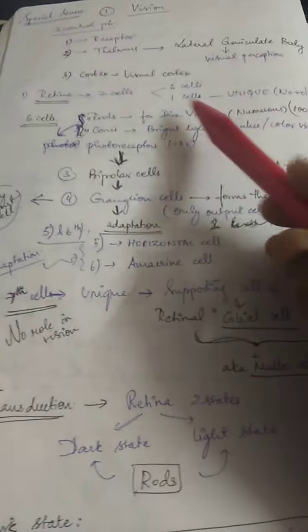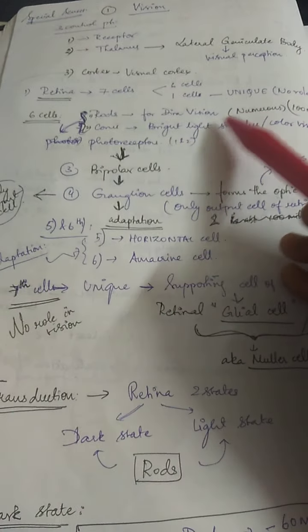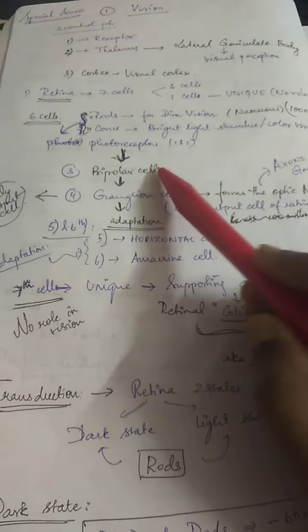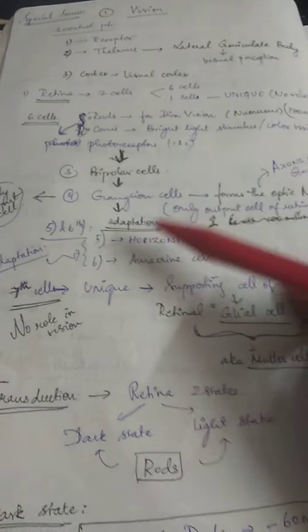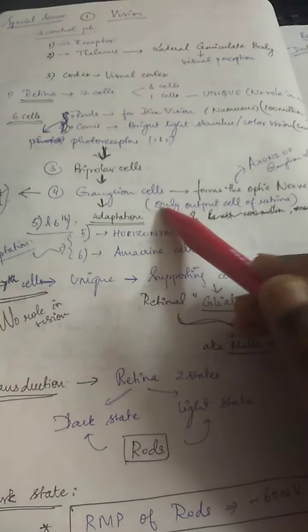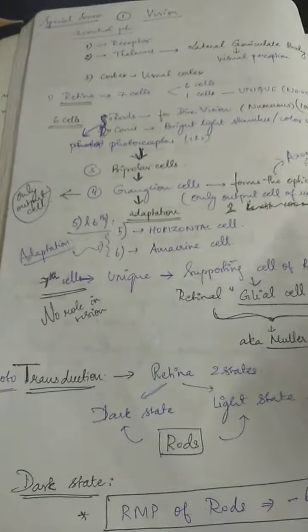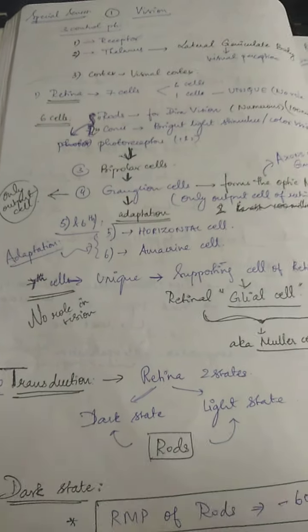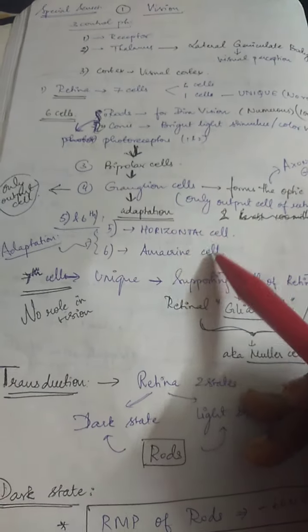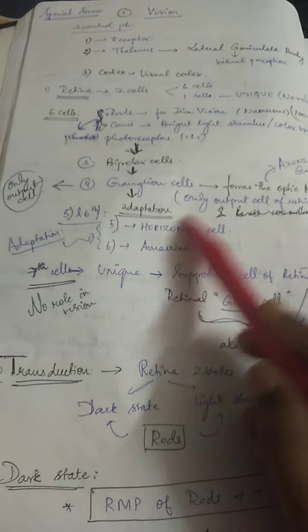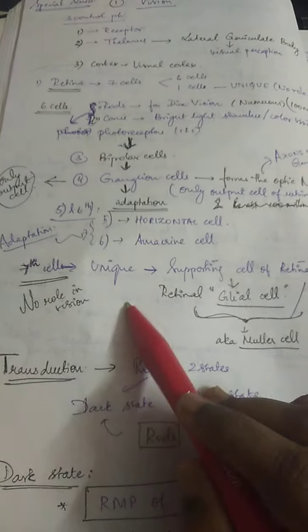And a word about all the cells: the rods are for dim vision, cones are for bright light and color vision, bipolar cells, not much to say, ganglion cells form the optic nerve, and it is the only action potential producing cell, the only output cell. Everything from all the input is converted to output in the ganglion cell. And a few other cells like horizontal cells and amacrine cells are also there.